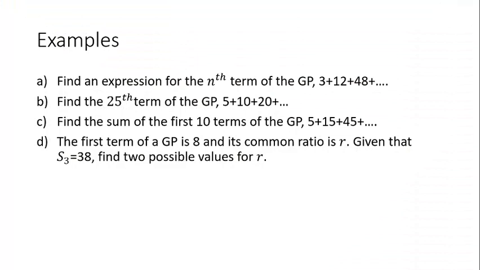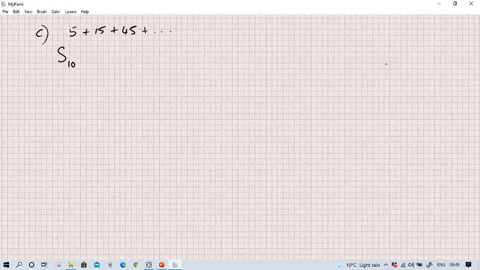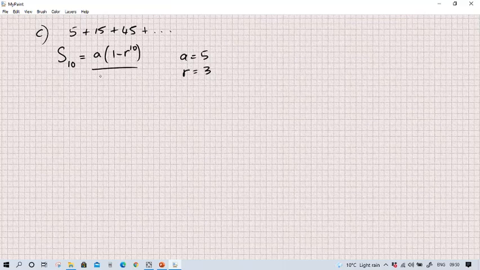Example C: find the sum of the first 10 terms of the GP 5 plus 15 plus 45, and so on. This is a GP with a equals 5, the first term. 15 divided by 5 is 3, which is r. 45 divided by 15 is also 3, so r equals 3. We're asked to find S10. The formula for the sum of 10 terms is a on 1 minus r to the power of 10, divided by 1 minus r. So we plug them in to find S10.